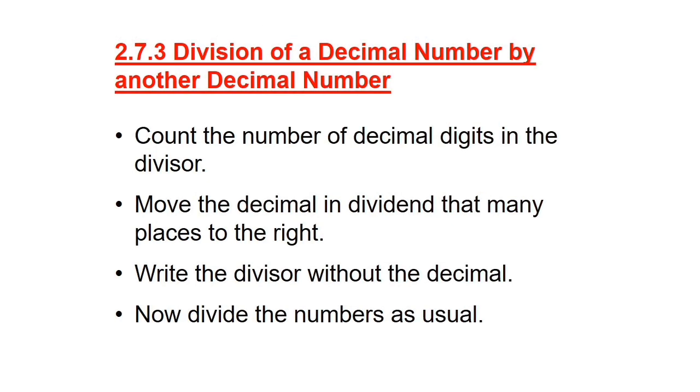Division of a decimal number by another decimal number. We follow the following steps. Count the number of decimal digits in the divisor. Move the decimal in the dividend that many places to the right. Write the divisor without the decimal, and then divide the numbers as usual.